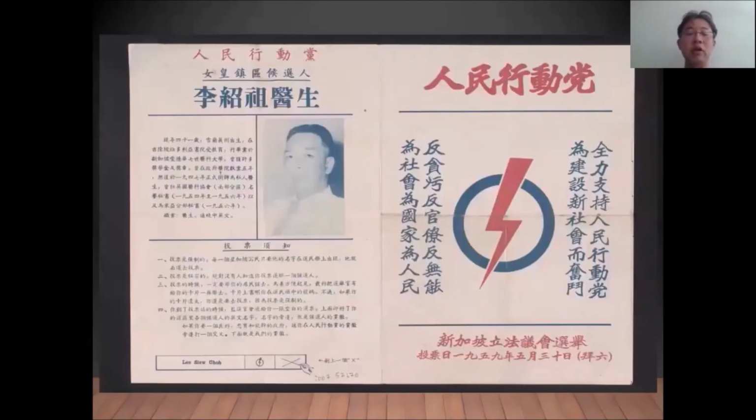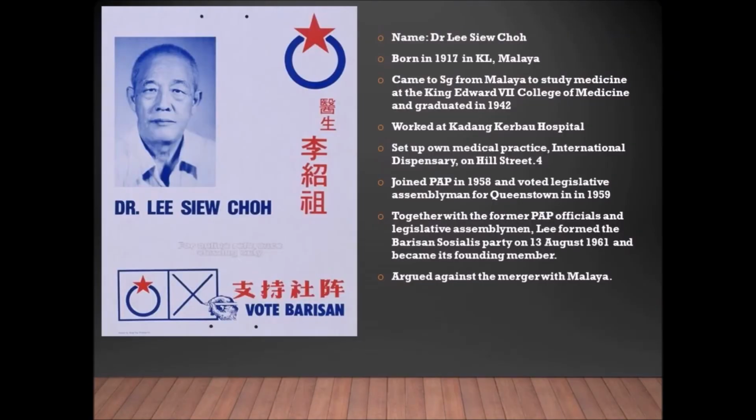This is Shu Cho, and he was actually a member of the PAP back in 1958. Goh Keng Swee had actually invited him to be a member of the PAP because he was an anti-colonialist and he felt that he needed to do something to help the people understand that independence was important for Singapore. So this is Shu Cho. He was born in 1917. He came to Singapore from Malaya to study medicine. He worked in Kandang Kerbau Hospital. He set up his own medical practice.